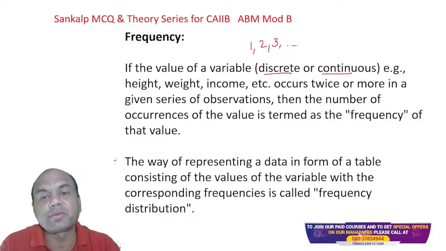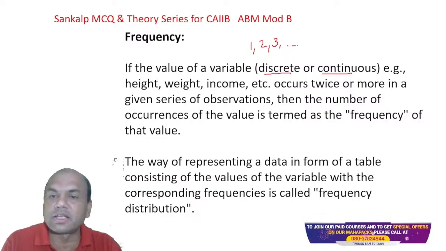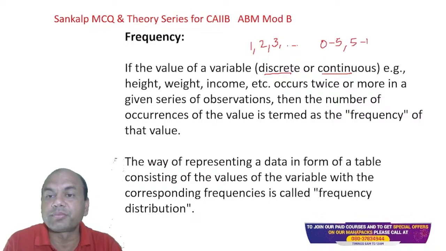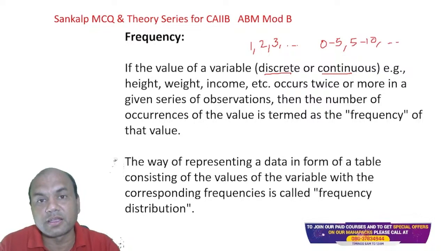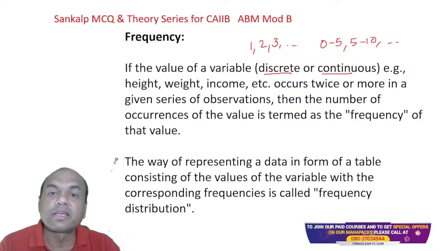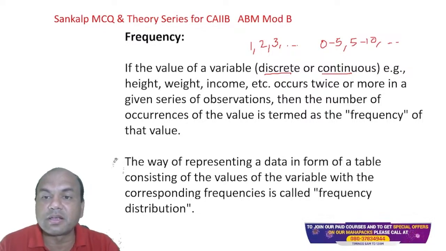Separable. Each can be separated. Continuous means what? Suppose like this: 0 to 5, 5 to 10. These are all continuous variables, which occur in a gap or a fixed interval.